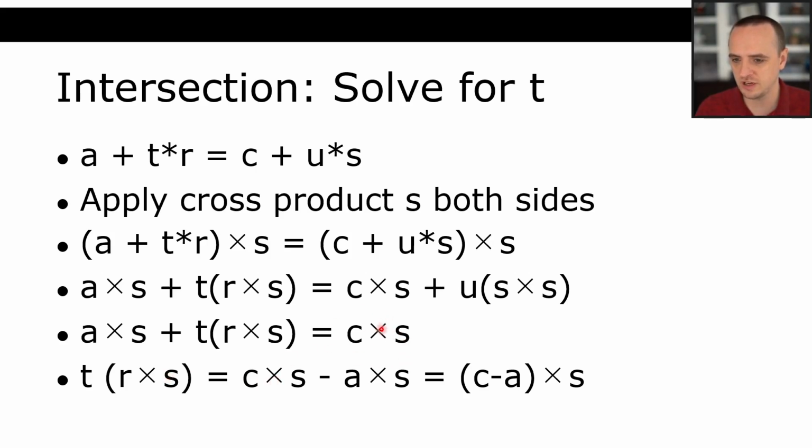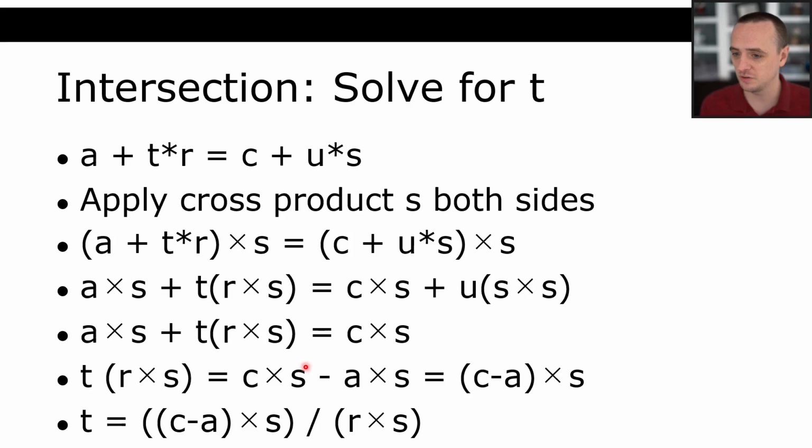That's equal to this C cross S minus A cross S. And now we do the same thing that we did before, where this right here is equal to this right here, right? Because it's the reverse of what we did before. Instead of expanding it, we're contracting it. So this is C minus A cross S. So T times R cross S is equal to C minus A cross S. So T is equal to C minus A cross S divided by R cross S. That's it. So that's our value of T because we know all of these values, right?